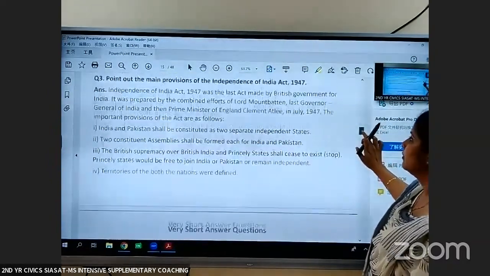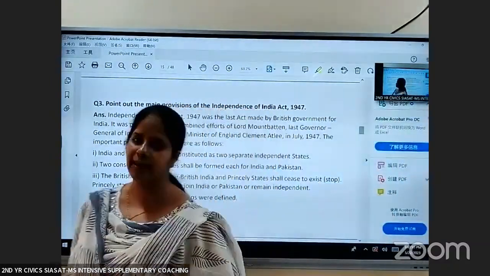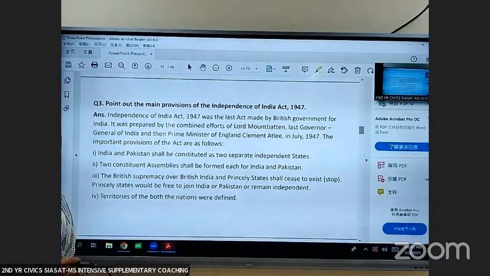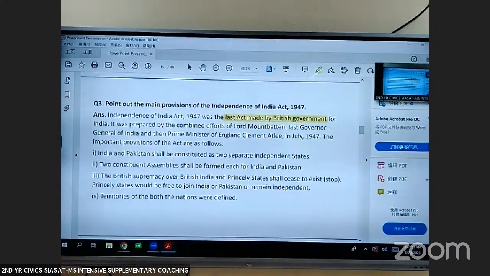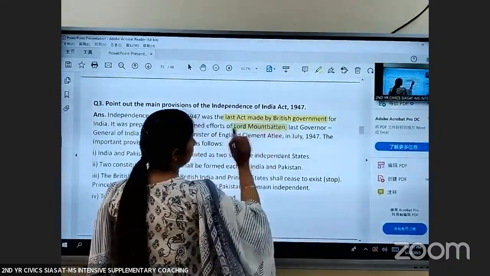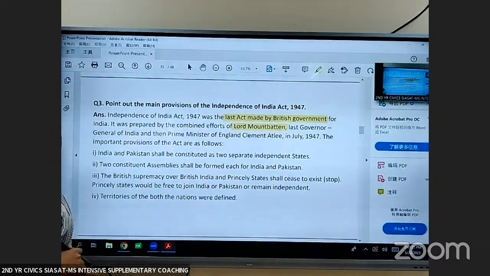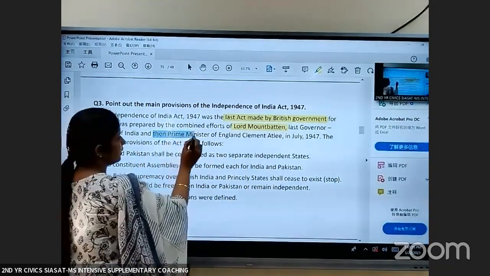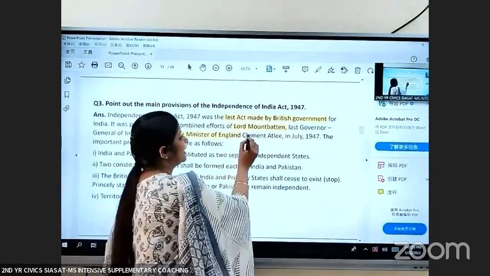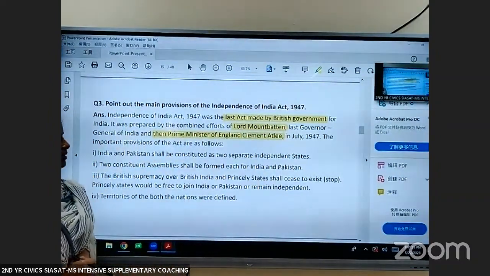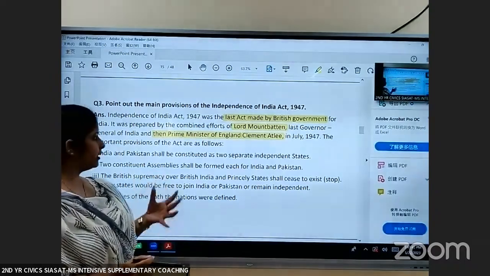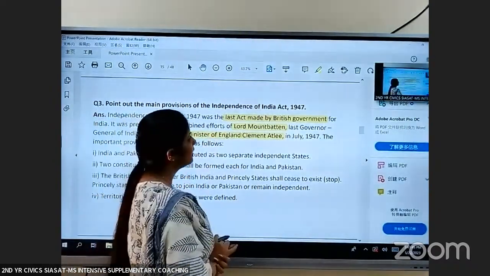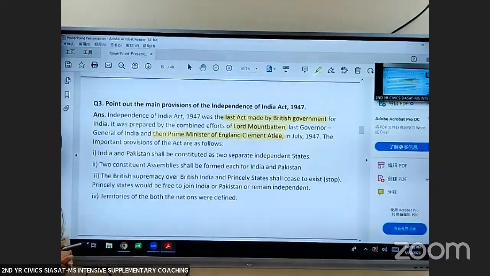Let us discuss the next topic, the Independence of India Act 1947. It was the last act made by the British government for India. It was made through the combined efforts of Lord Mountbatten, the last Governor General of India, and Clement Attlee, the Prime Minister of England at that time. Because of the efforts of these two people, the Independence of India Act 1947 was made.